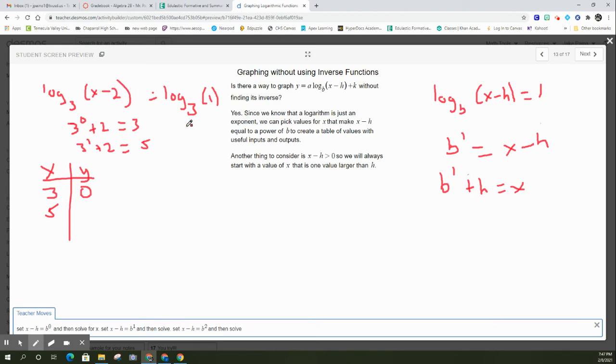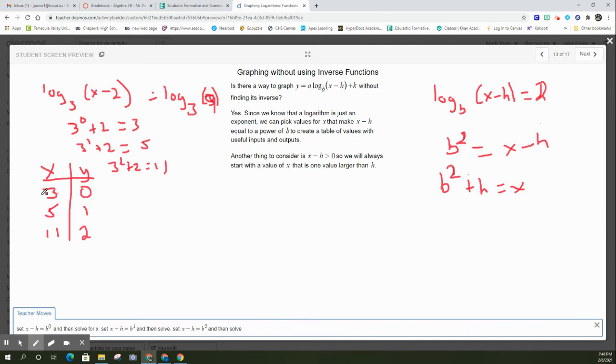5 minus 2 is 3, right? So now it's log base 3 of 3, which we know is just 1. 3 to the what power is 3? That's 1. All right, if I do this for 2, now 3 squared is 9. 9 plus 2 is 11. If I plug in the 11, 11 minus 2 is 9. 3 to the what power is 9? 3 squared is 9.